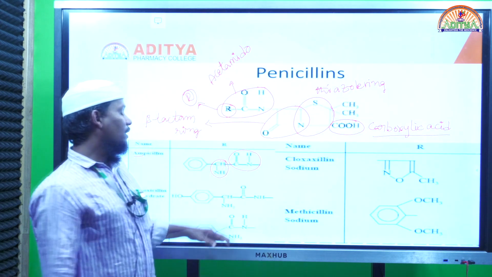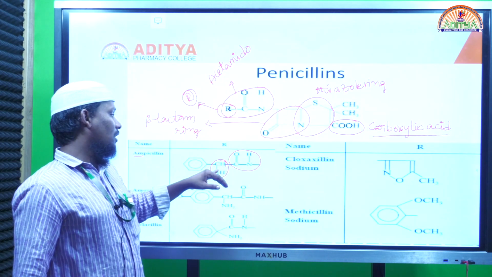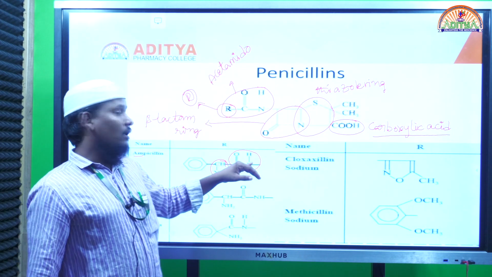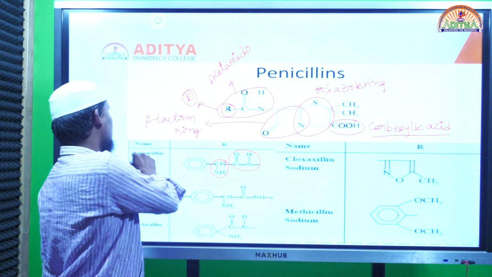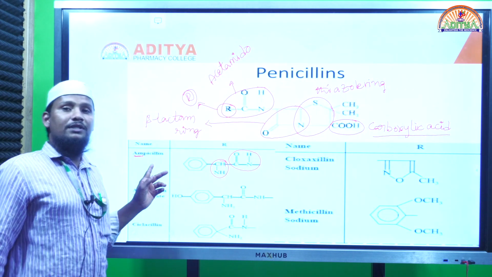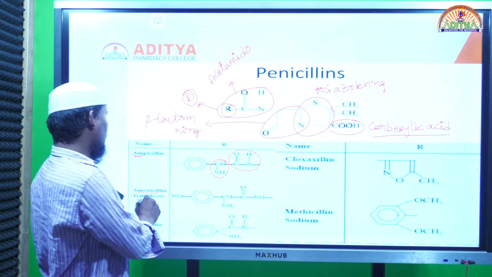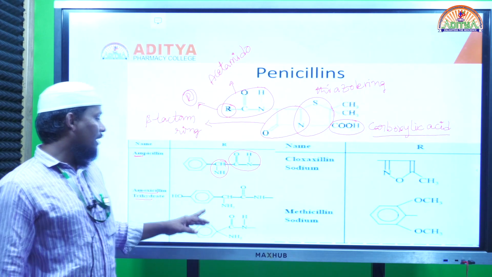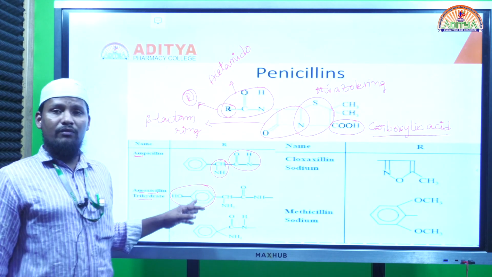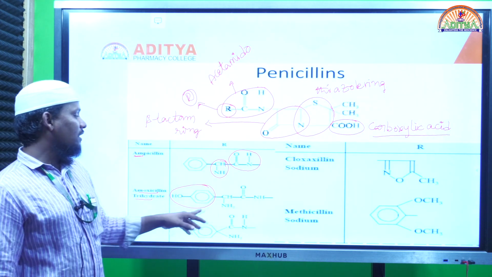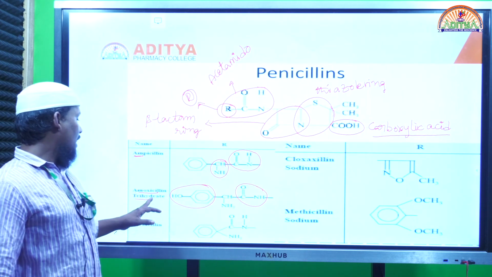For example, in ampicillin, in the place of R, you add an aminomethyl aromatic group with an amide functional group, C double bond O with NH, and that molecule is called ampicillin. Similarly, in the case of amoxicillin trihydrate, if you add a phenol group, C6H5OH, with the amide group, it is called amoxicillin.